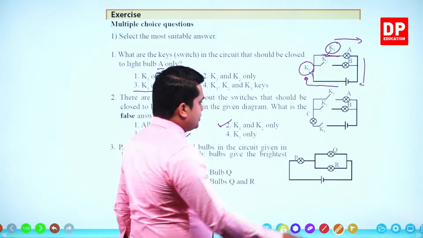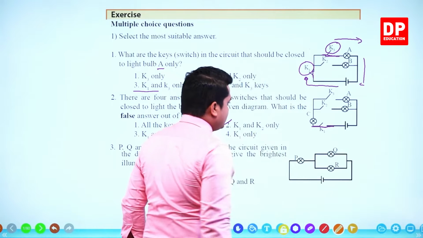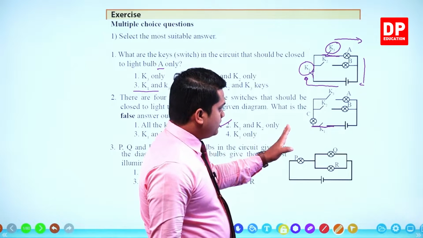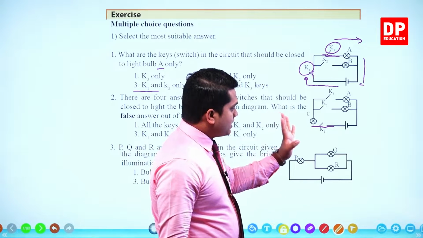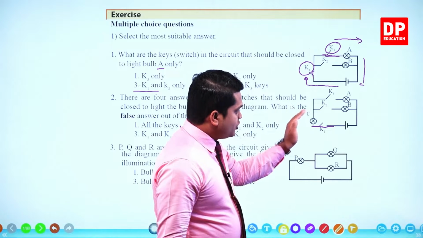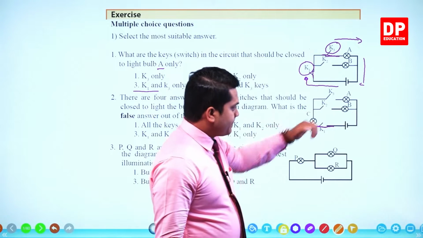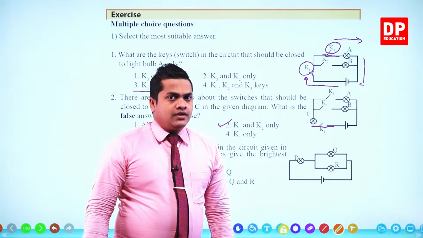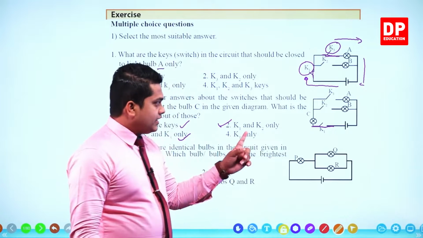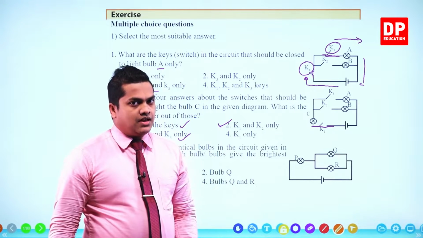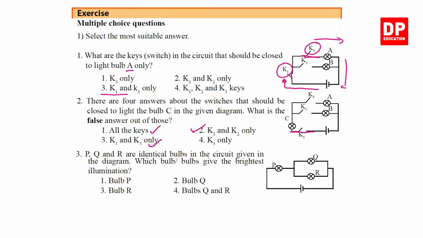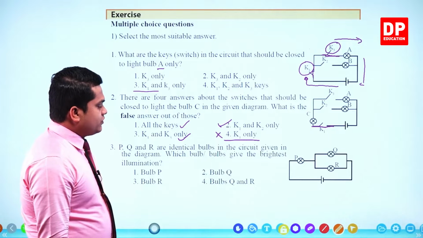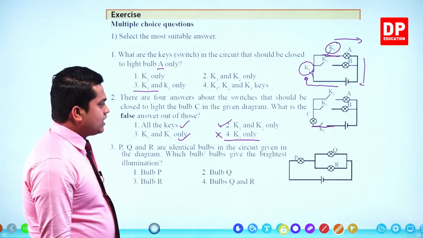K1 only. If you close K1 only like this, the C will not light up, because in order to complete the current flow through C, either this line should be completed or else that line. Both the lines are now disconnected. So we can say that only by closing K1, we can't light up the C bulb. So this is the one which is incorrect, and that should be our answer. By closing K1 only, you can't light up the bulb C.